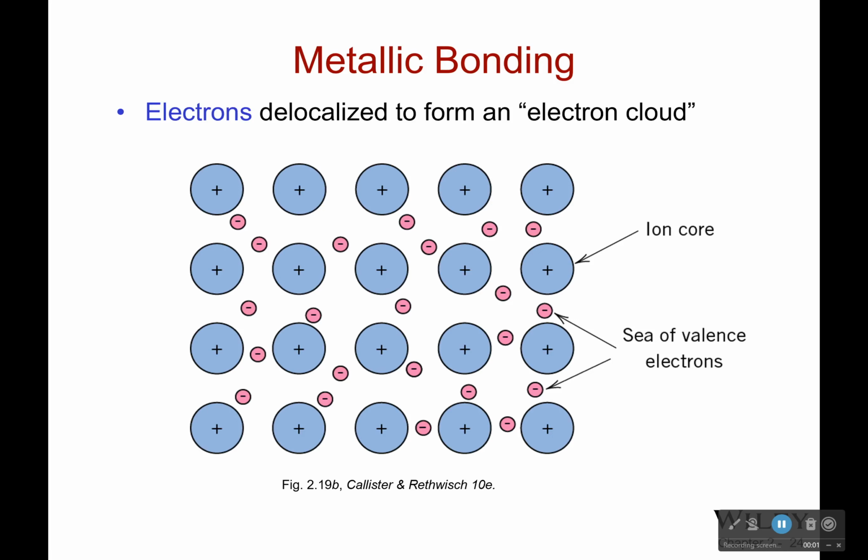Okay, everyone, so now we're finally to our last two types of bonds. This is what's called a metallic bond. Now, it's usually for just pure metals, but we can have different types of metals in here. And what happens, though, is that for metals, the electrons are delocalized.